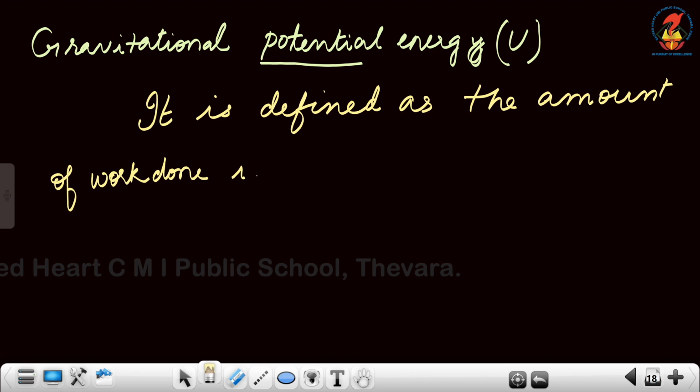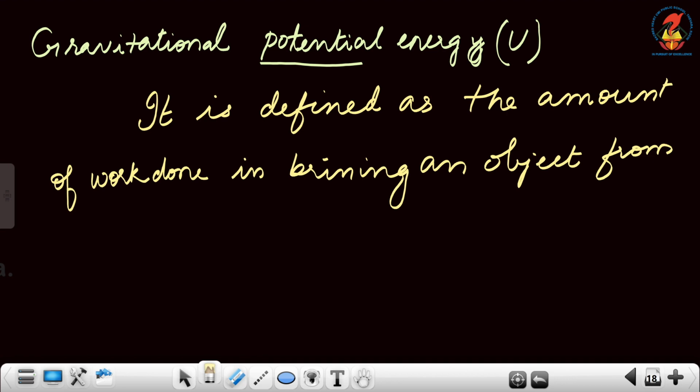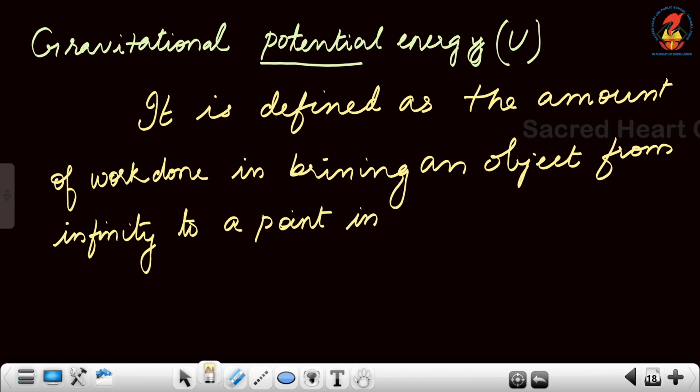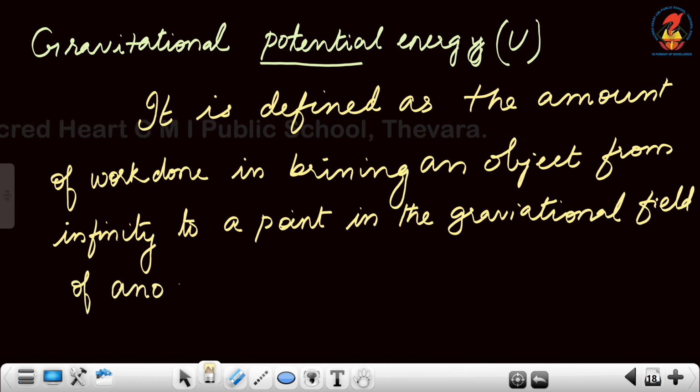Similarly, we all know every object in the universe attracts each other with a force of attraction. It is known by the name gravitational force. Which means every object has a region around it where the gravitational force can be experienced by another object placed there, and this field is what we call the gravitational field. So, the gravitational field is a region around an object where the gravitational force of attraction can be experienced.